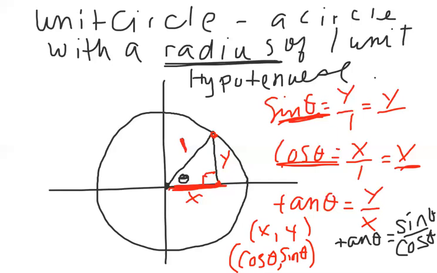By the way, one more thing. When we talk about the quadrants, we'll come back to this again. In the first quadrant, both x and y are positive. In the second quadrant, x is negative, y is positive. In the third quadrant, both x and y are negative. And in the fourth quadrant, guys, remember x is positive and y is negative.